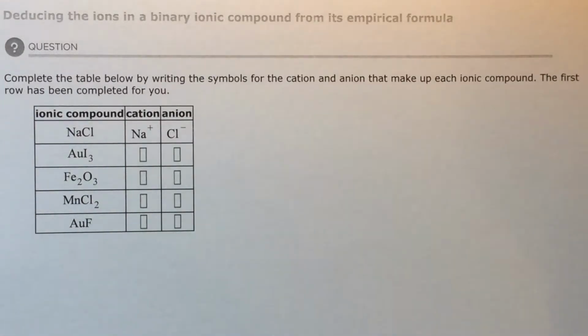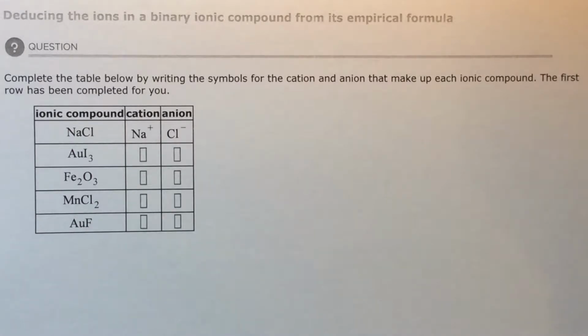Welcome back. This is an Aleks homework video on deducing the ions in a binary ionic compound from its empirical formula. So, if you're given a formula like NaCl or AuI3, you need to know what ions make up that compound. Well, the compound tells you the combination. So the formula or the recipe of NaCl is 1 Na and 1 Cl.